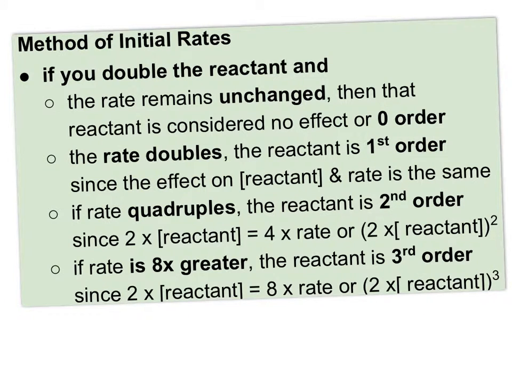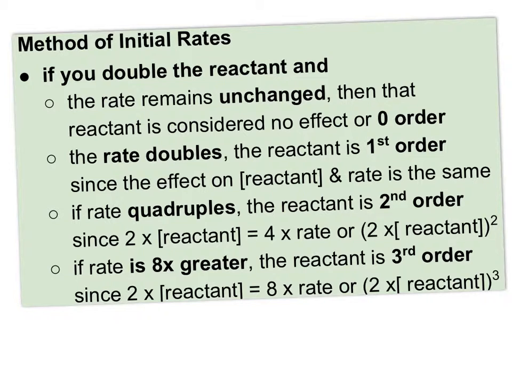So if you double the reactant and the rate remains unchanged, what does that tell you? That means the reactant is considered to have no effect on the reaction rate. It means the other reactants apparently affect it, but not this particular reactant, so we say it's zero order. If the rate doubles when the concentration of the reactant is doubled, then it's said to be first order because the effect on the concentration had the same effect on the rate, which is 1 to 1.